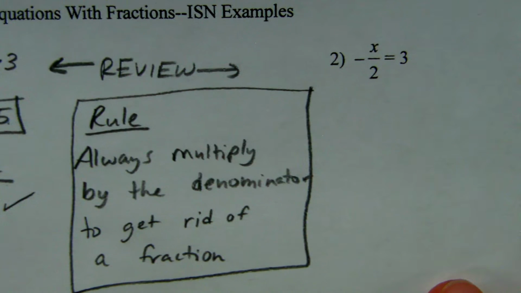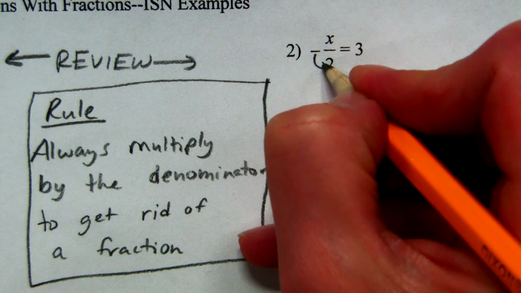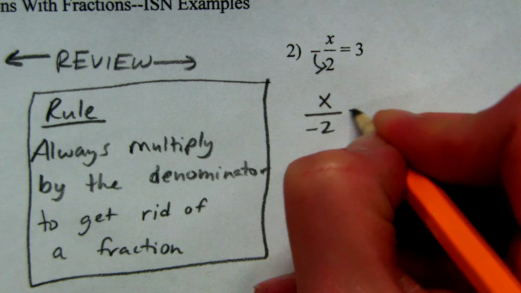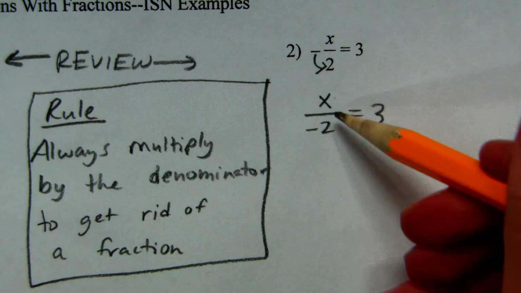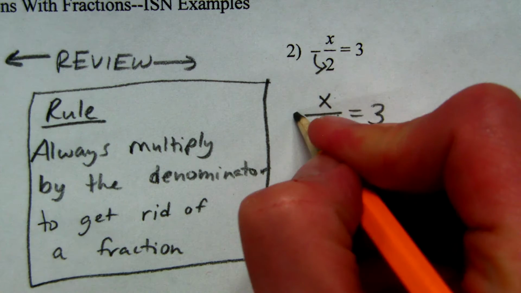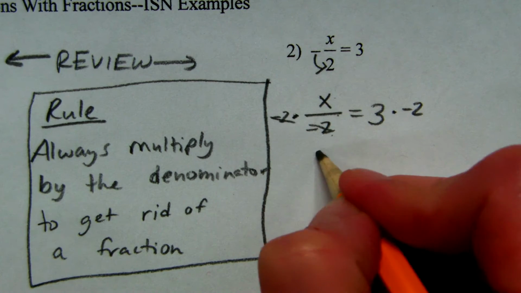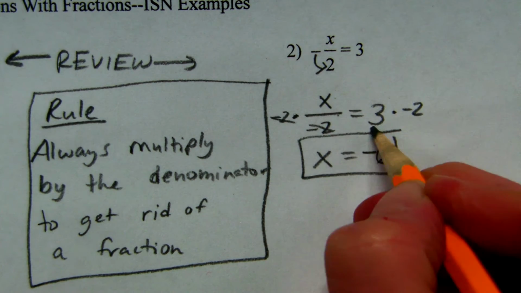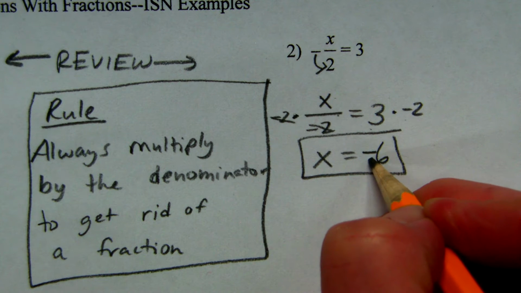Let's take a look at number 2. So number 2, there's a bit of a trick. We're going to put the negative sign in the denominator with 2 and rewrite it. So x over negative 2 equals 3. So this is x divided by negative 2. So to get rid of divided by negative 2, we're going to multiply both sides by negative 2. And then we get x equals negative 6. Remember, these have different signs, positive times negative, so the answer comes out negative. Okay?